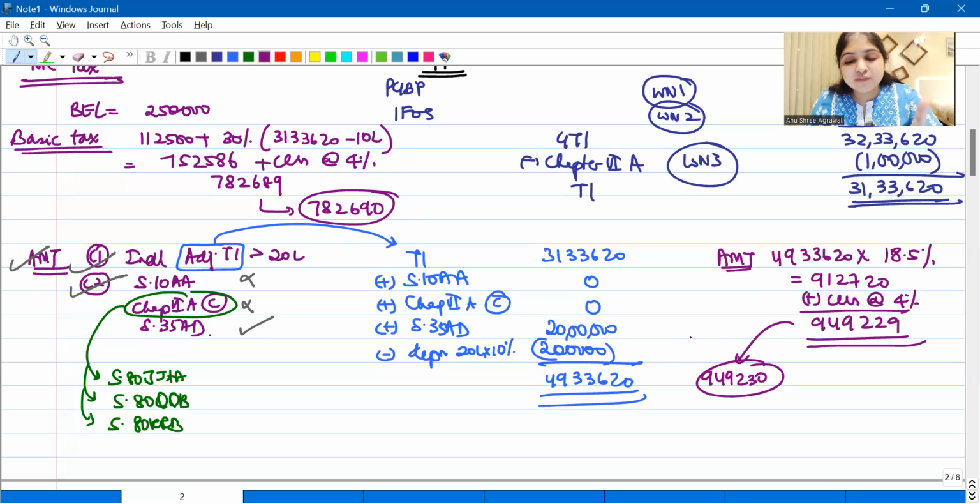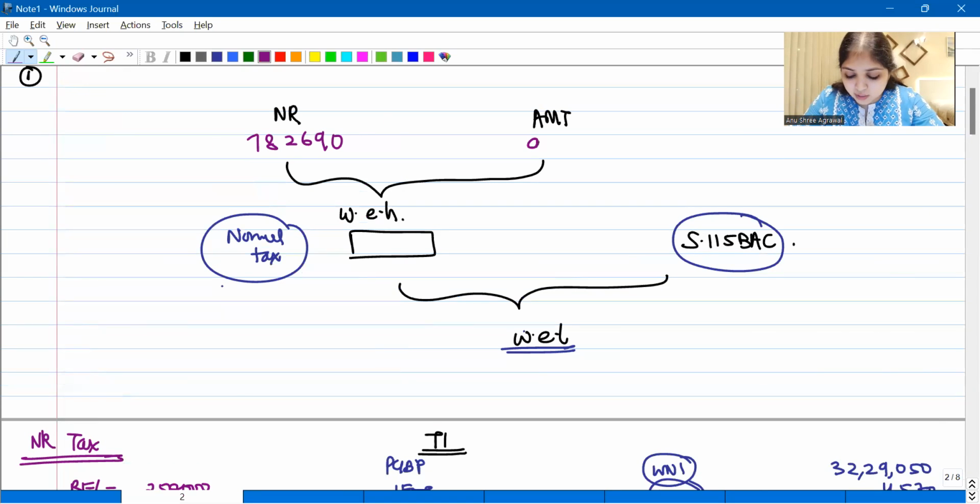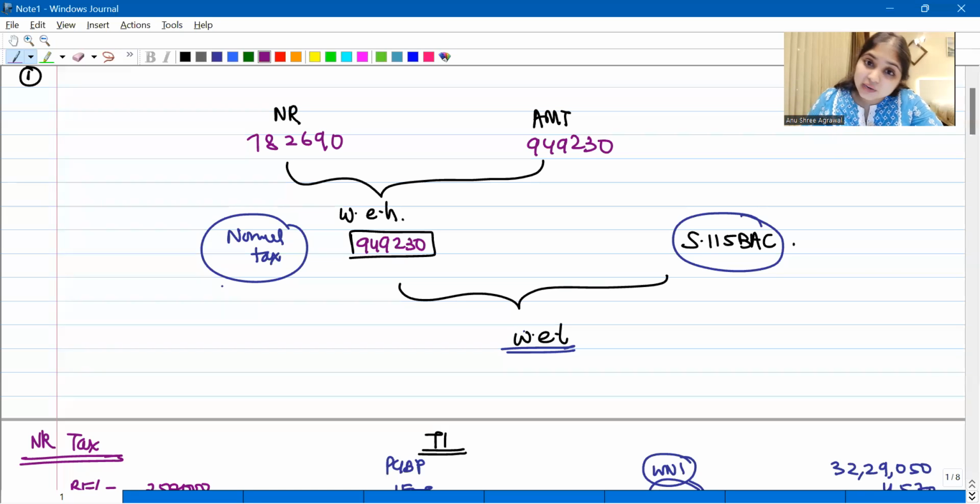Okay, now tell me, my basic tax is 7 lakh, my normal tax is 7,82,690. My AMT is 9,49,230. Which of the two are you supposed to pay? You're supposed to pay whichever is higher, right? Whichever is higher, which is 9,49,230. But of course, if you're going to pay AMT, then you will take this difference as AMT credit, and AMT credit has life of how many years? AMT credit has life of 15 years, right? So because I'm going to pay AMT, I will of course take AMT credit.